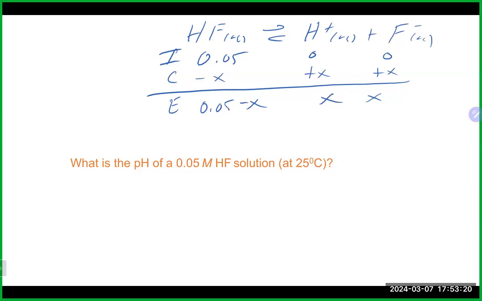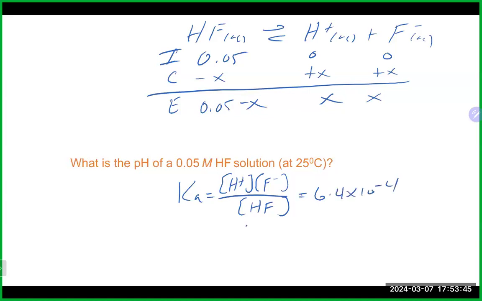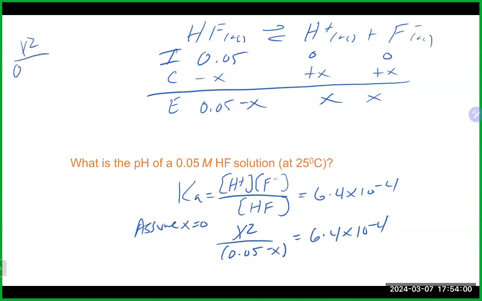And again, just like we did on the previous one, we would take these into our Ka expression. I don't remember what the value was. 6.4 times 10 to the minus 4. So now when we go with our x squared over our 0.05 minus x equals 6.4 times 10 to the minus 4, and we assume x is equal to 0, that will give us x squared over 0.05 equals 6.4 times 10 to the minus 5.